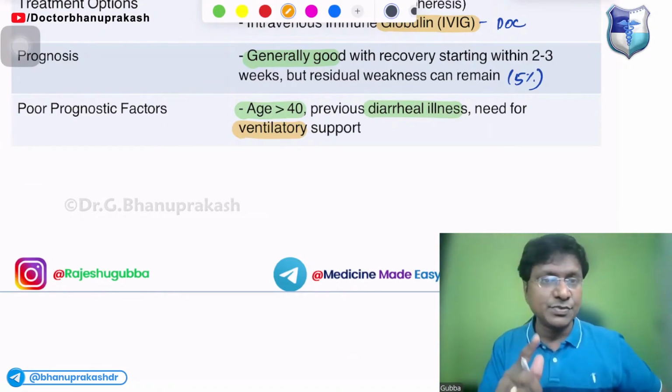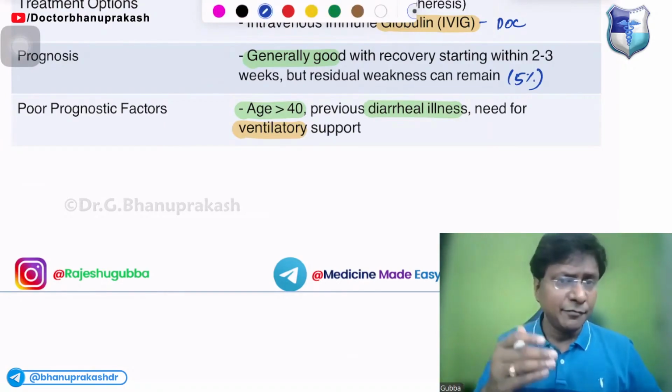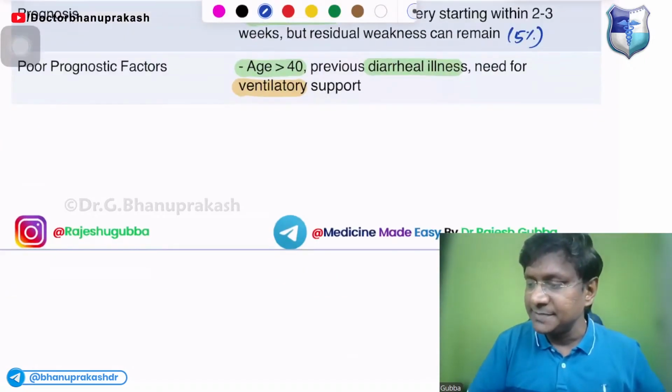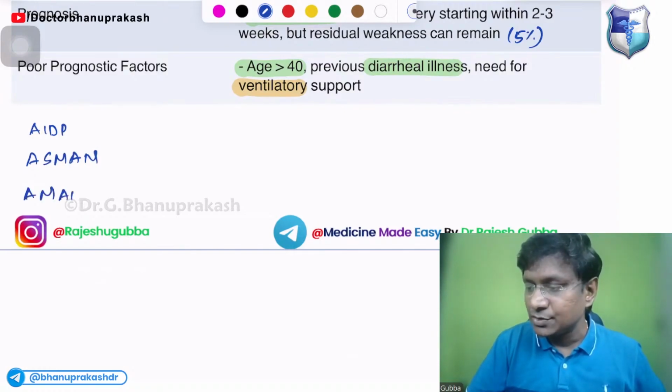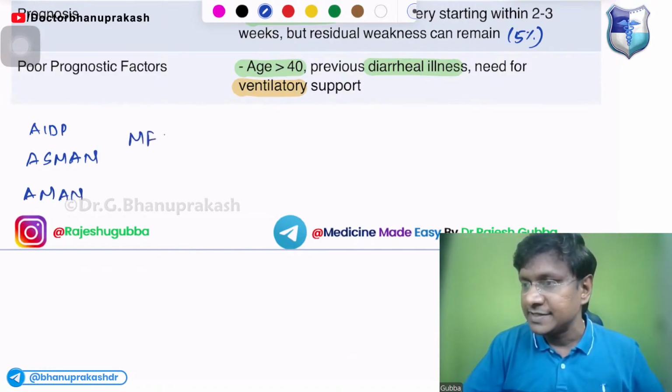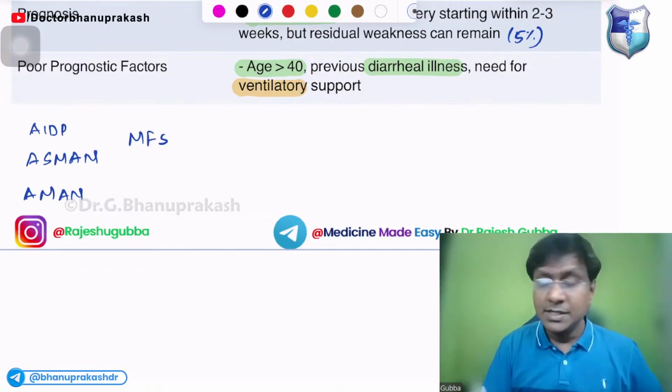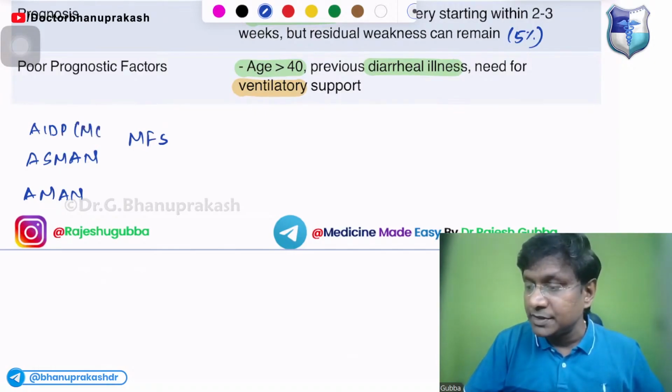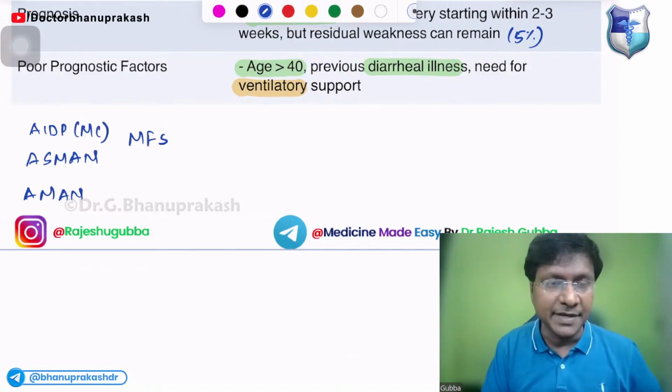Now, in Guillain-Barre syndrome, we have 4 subtypes. What are those 4 subtypes? One is acute inflammatory demyelinating polyneuropathy. Then you have ASMAN, that is acute sensory motor axonal neuropathy. Then AMAN, that is acute motor axonal neuropathy. And we have one rare condition called MFS, that is Miller-Fisher syndrome. Which is the most common form? The most common form is AIDP, acute inflammatory demyelinating polyneuropathy.